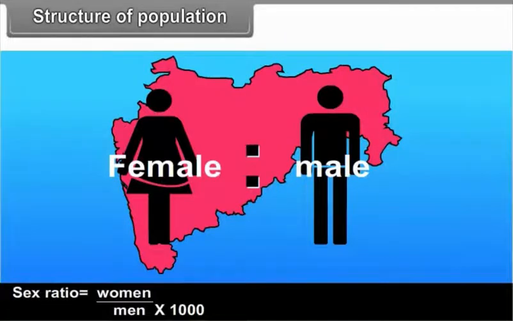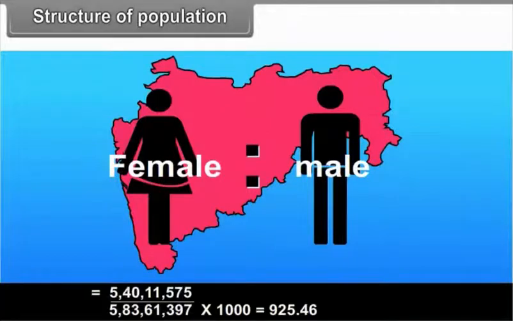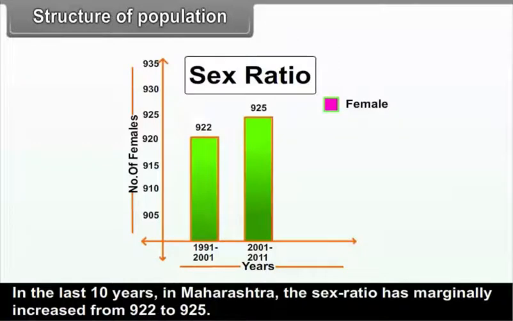In Maharashtra, sex ratio is equal to women upon men into 1000, which is equal to 5 crore 40 lakhs 11,575 upon 5 crores 83 lakhs 61,397 into 1000, which is equal to 925.46. In the last 10 years, in Maharashtra, the sex ratio has marginally increased from 922 to 925.